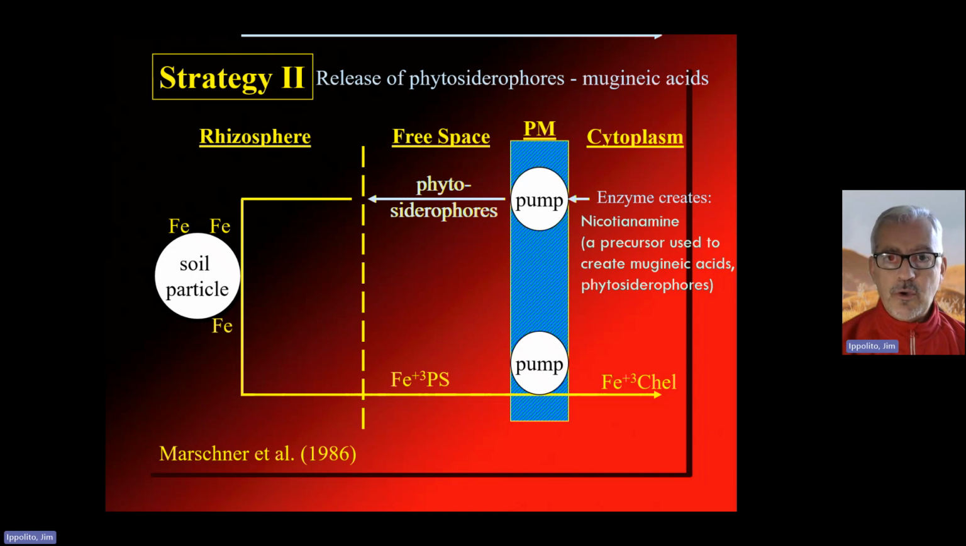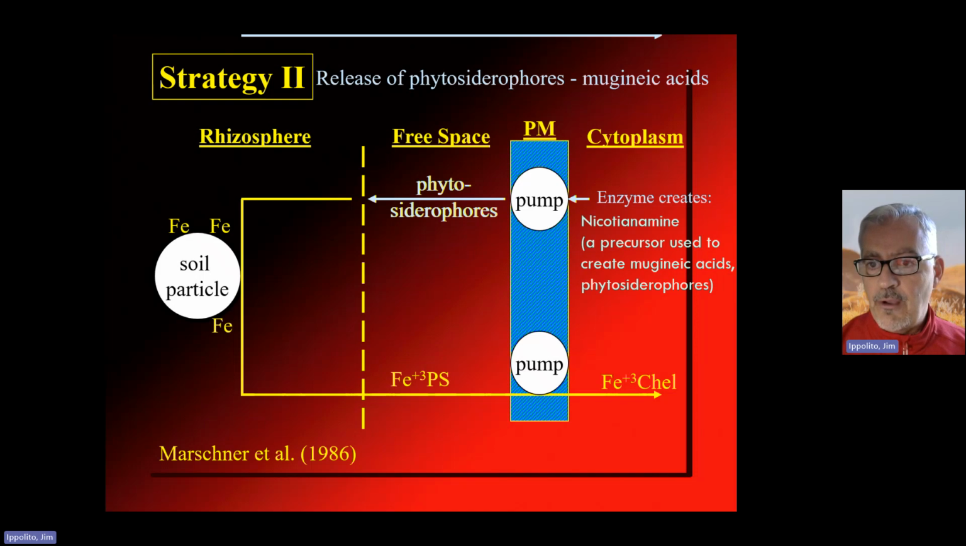So strategy 2 is simply the release of a compound or compounds called phytosiderophores. Some people refer to these as mugenic acids. I like just saying phytosiderophores because it's a catch-all term. This is what grasses do when they perceive an iron deficiency symptom.